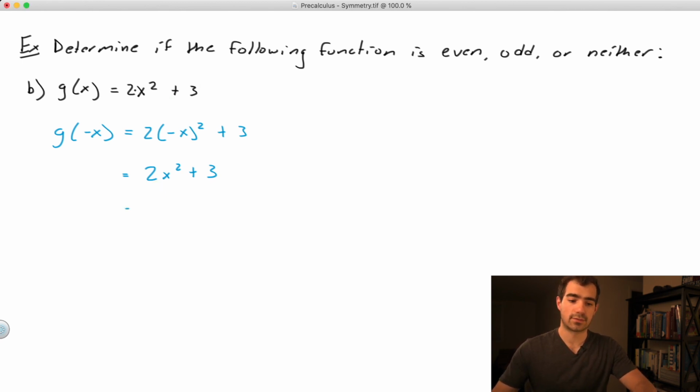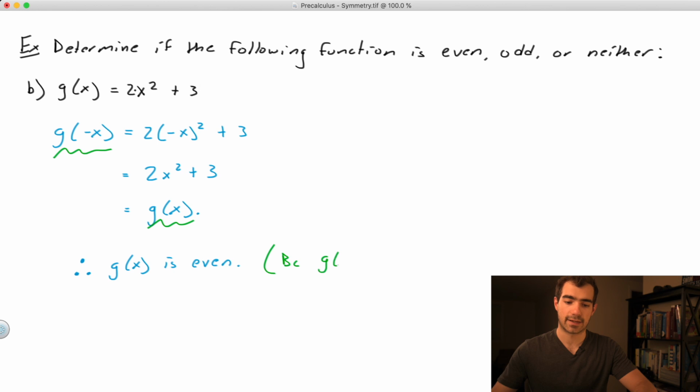And so we have g of negative x equal to g of x. Because g of negative x is equal to g of x, that clues us in that this is an even function, and so we can say, therefore, g of x is even. And again, this is because g of negative x is equal to g of x. And that's what it means to be an even function. That's how we defined it. And so it satisfies that definition.